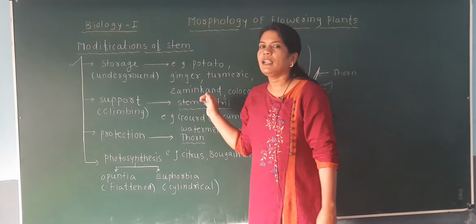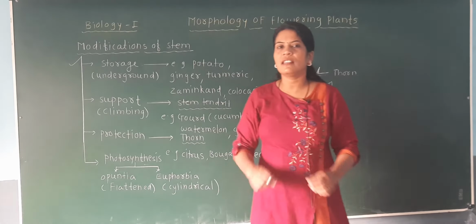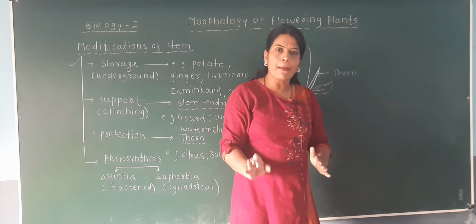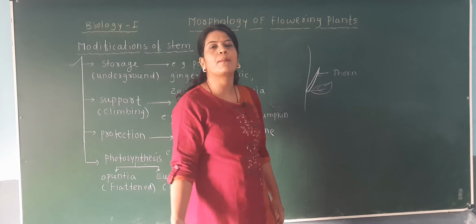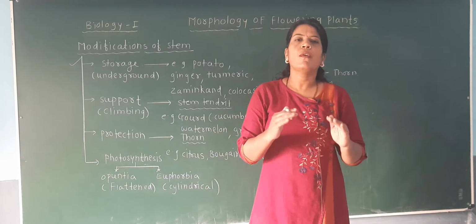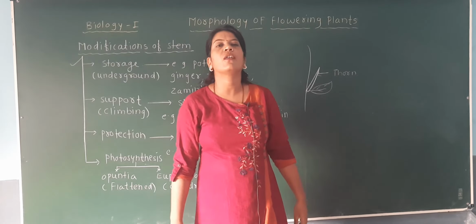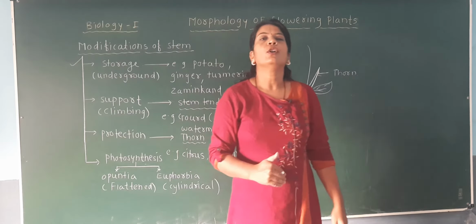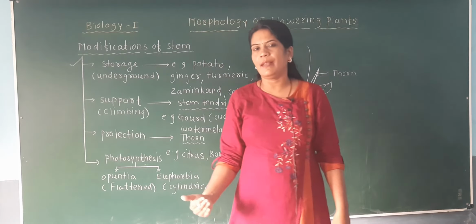Stem tendril is also a modification of the axillary bud. And this thorn is a straight one, it is a woody part, and it is a pointed part. So why are the thorns present on the stem? These thorns are present on the stem particularly to give protection to the plant from browsing animals.